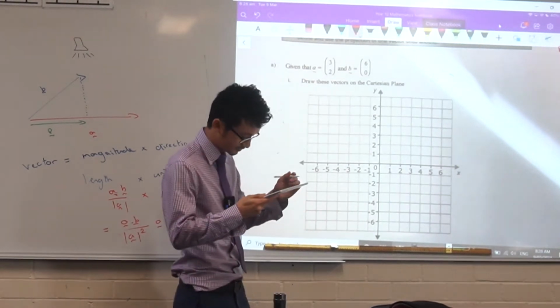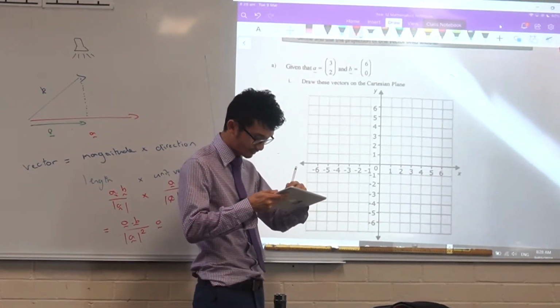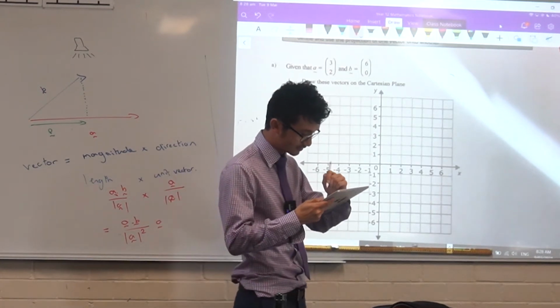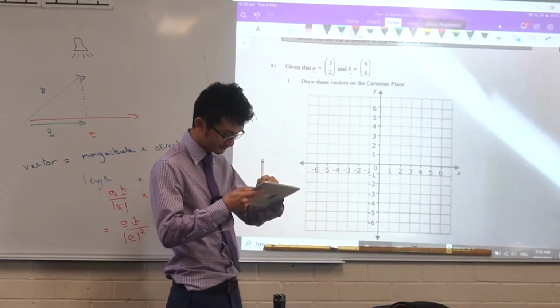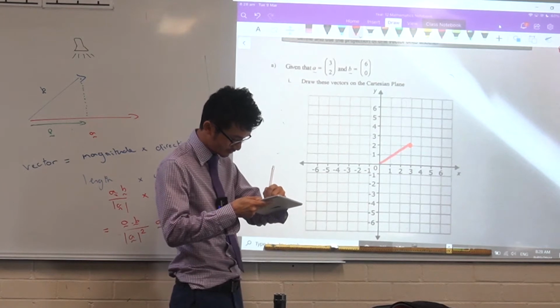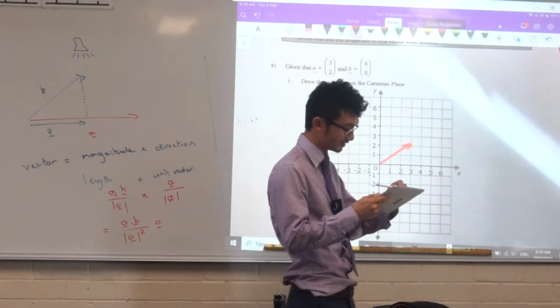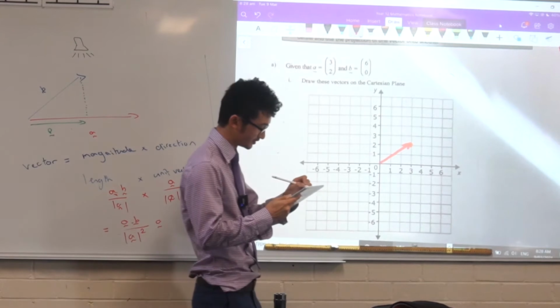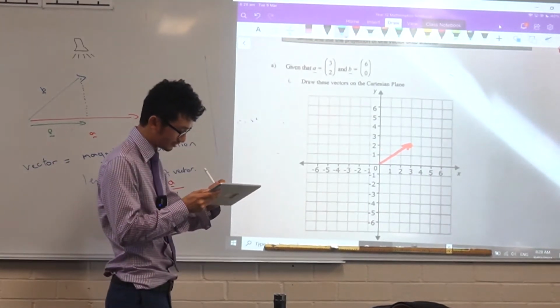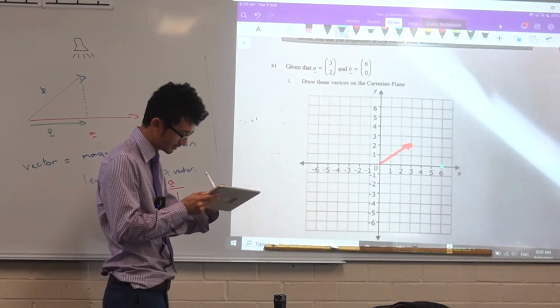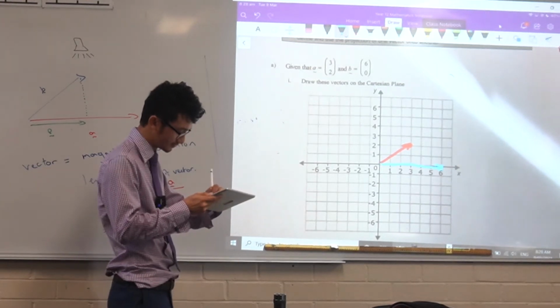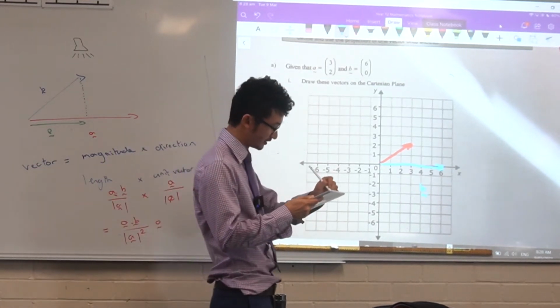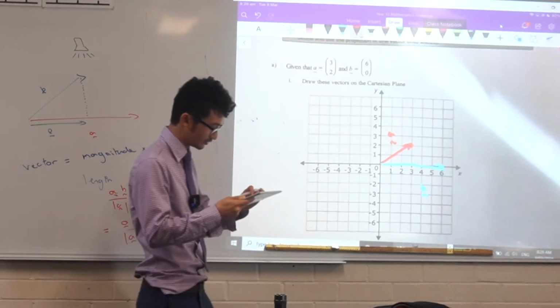So A is going to 3, 2. That's 3 across, 2 up. So that's going to be over here. So we can draw our vector out this way. And then B, let's do it in a different color. B is going to be 6, 0. So 6 across, 0 up. So that's going to be going to here. So like this. So that's B, and this is A. Draw these vectors on the Cartesian plane.